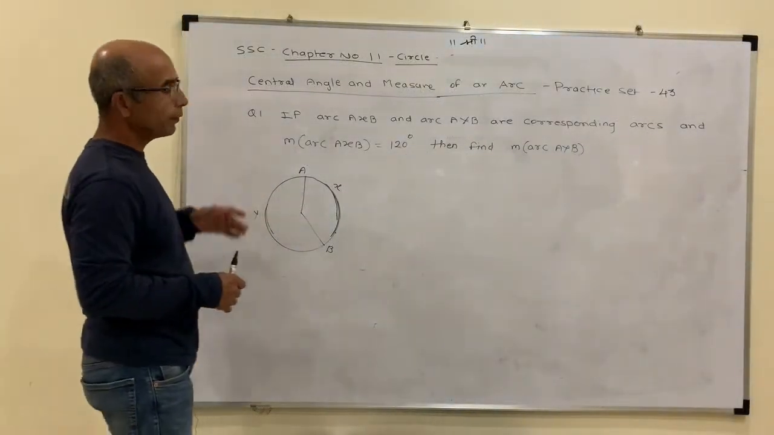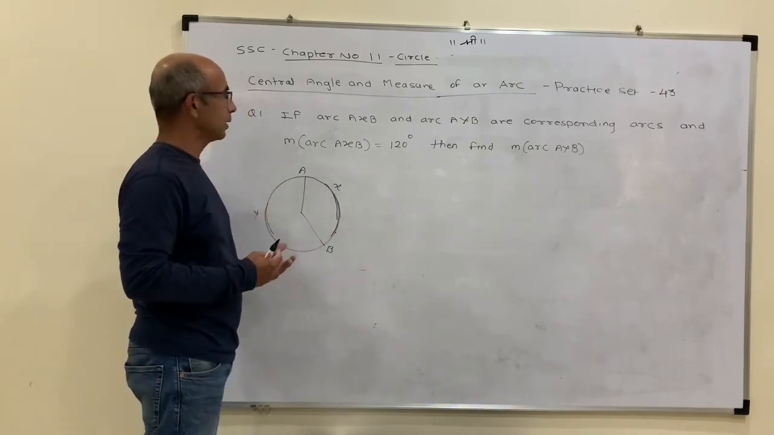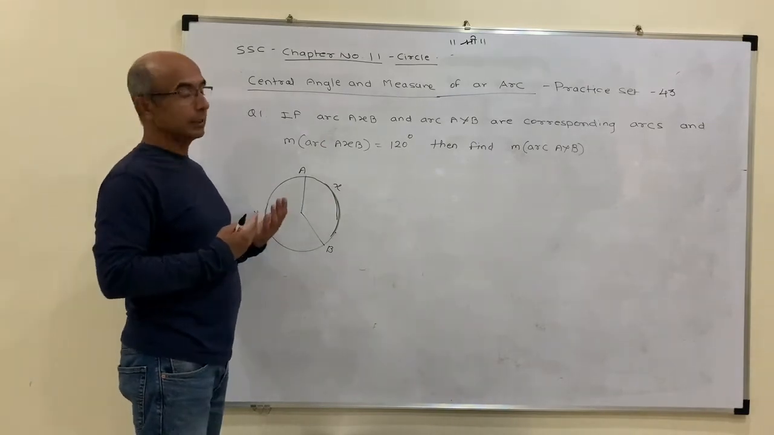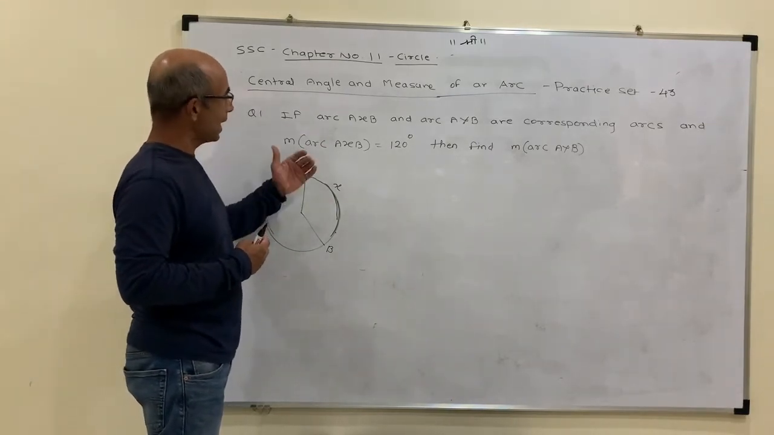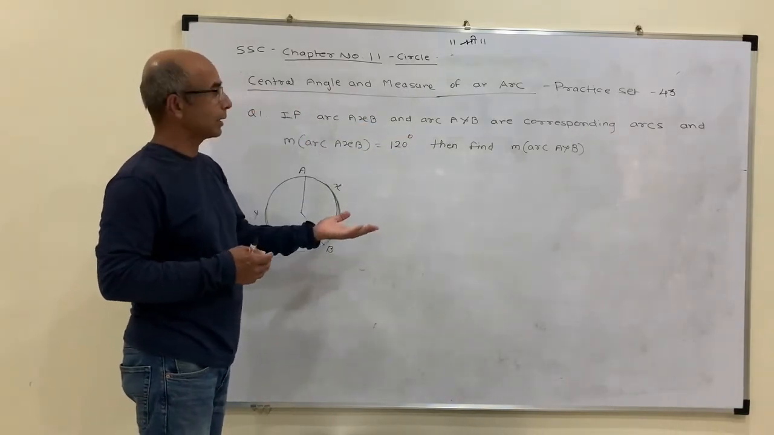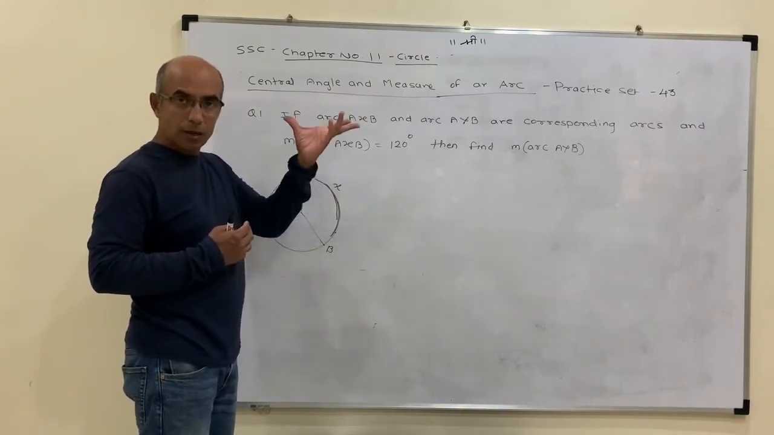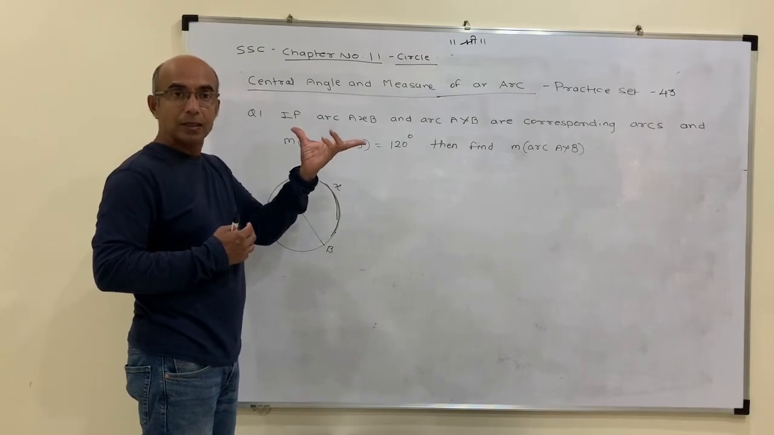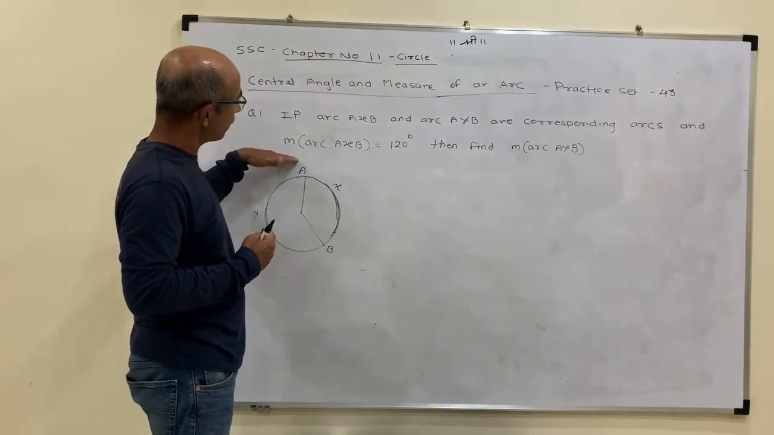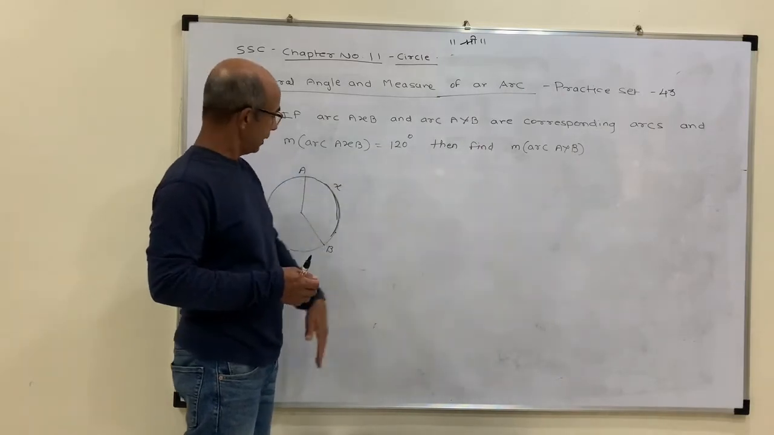Now the question number 1, I changed the format of the question. Actually in the book it's a fill in the blank, but I want you to understand it properly, so I made a little change. It says, if arc AXB and arc AYB are corresponding arcs, meaning the sum of those two arcs is 360, and measure of arc AXB is 120 degrees, then find the measure of arc AYB.